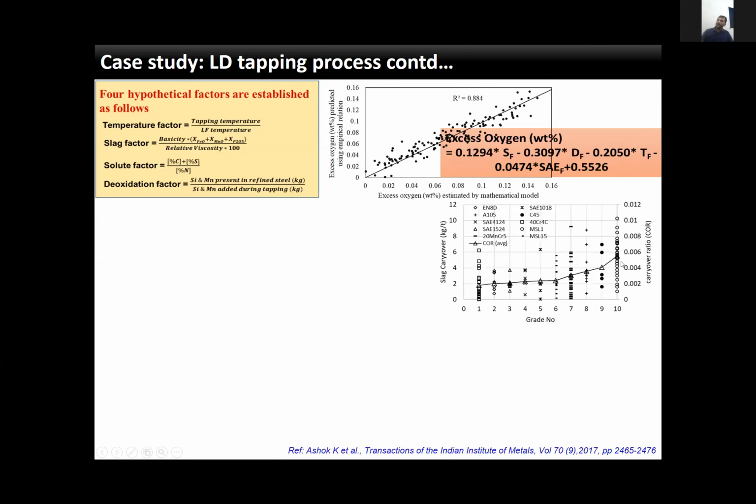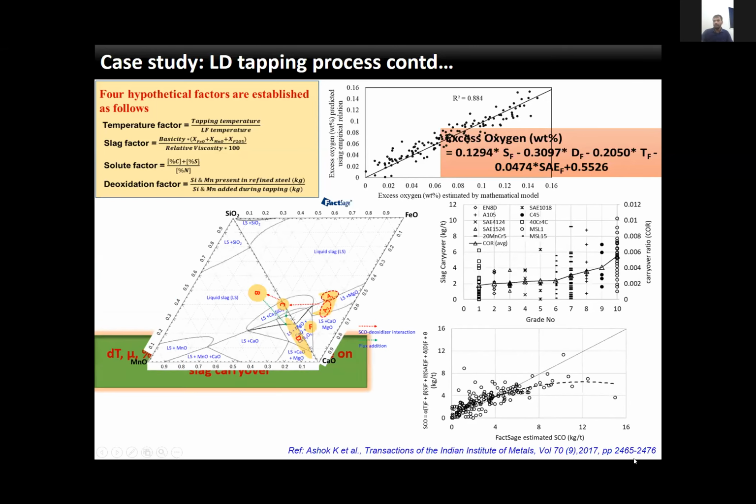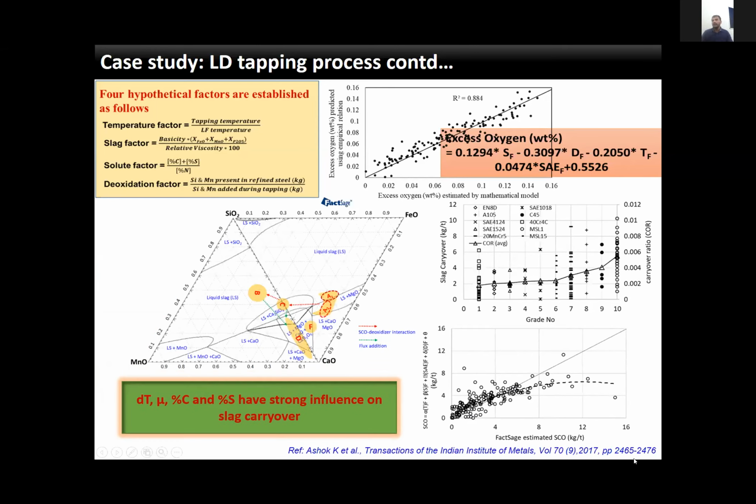This is another finding we developed based on our theoretical approach, and the slag carryover is predicted with the proposed equation, and it is also estimated by FactSage simulation. Up to 5 kilograms per ton of slag carryover, the equation is performing better. And there are some dynamics I am not talking about here. I would like to conclude based on this theoretical approach.